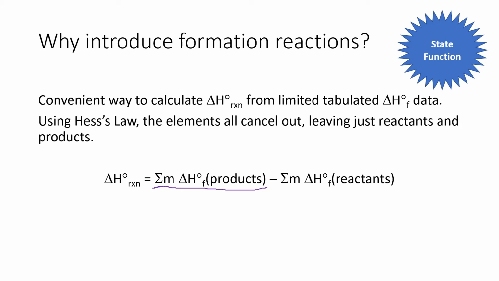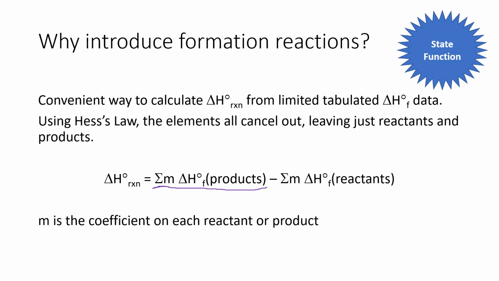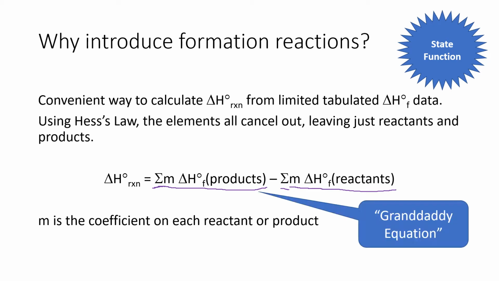We're going to repeat that process for the reactants. We're going to take their coefficients times the heats of formation for all of the reactants. Then we're going to add all of that up. Then we're going to take the sum we created for the reactants and subtract it from the sum for the products. This equation is something that I'll refer to as the granddaddy equation.